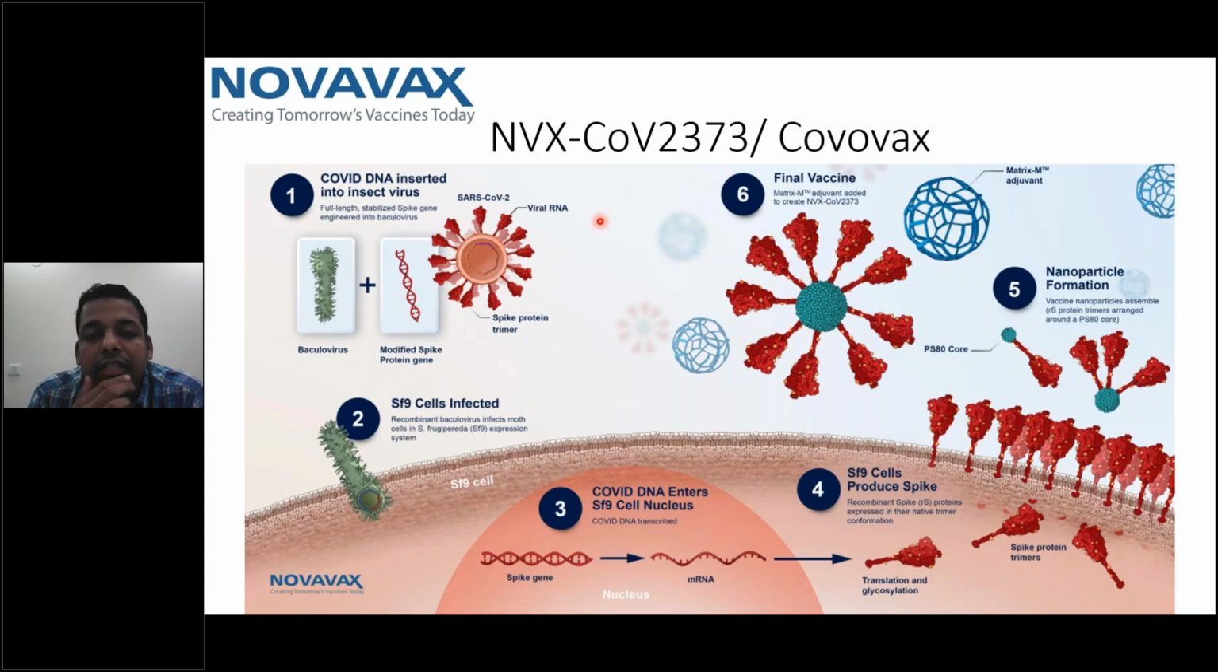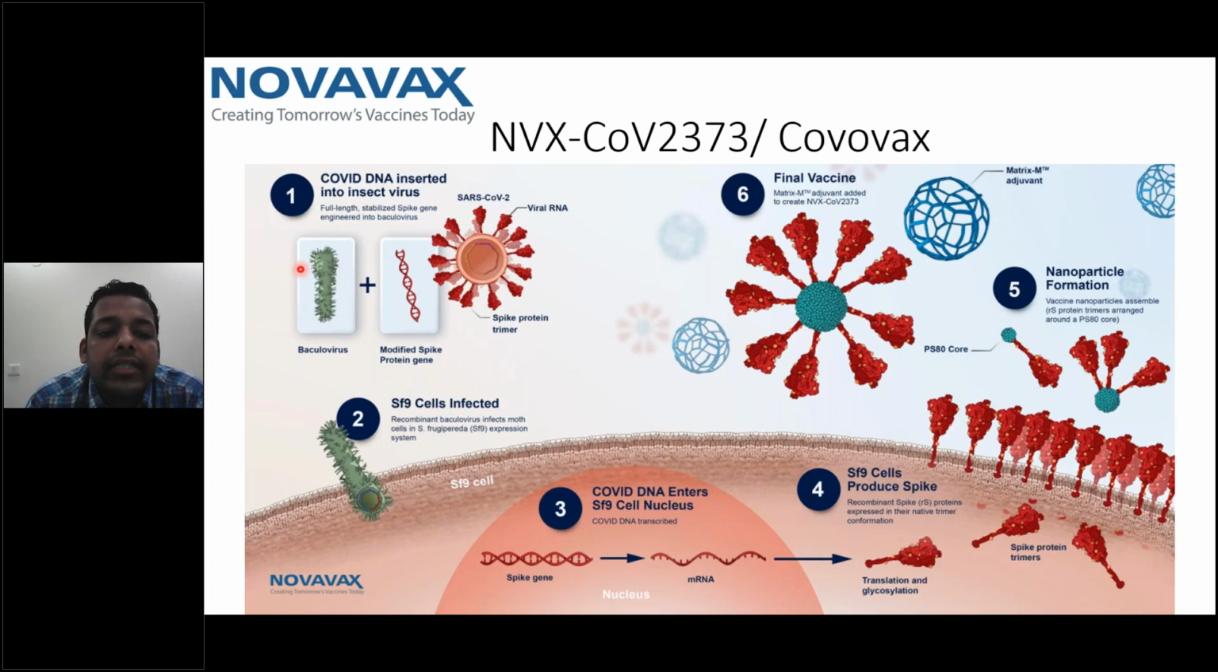So the first vaccine that uses this strategy is the NVX-CoV2373, also called the Covovax, which has been produced by the Novavax company, an American company. Now, this is a very interesting way of developing a vaccine. Let us see here. They identified the part of the COVID genome that is responsible for the formation of the spike protein. Now, this spike protein gene, they inserted into a baculovirus, which is a virus of insects.